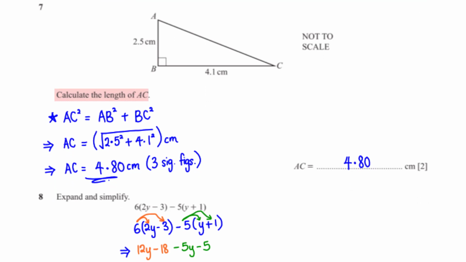Calculate the length of AC. We have a right-angled triangle, and so to find the length of AC, we can apply Pythagoras theorem, and so that gives us AC squared equals AB squared plus BC squared. When we slot in the given values of AB and BC, we now have AC is equal to the square root of 2.5 squared plus 4.1 squared centimeters. When we type this into the calculator, we get AC equals 4.80 centimeters, correct to 3 significant figures.